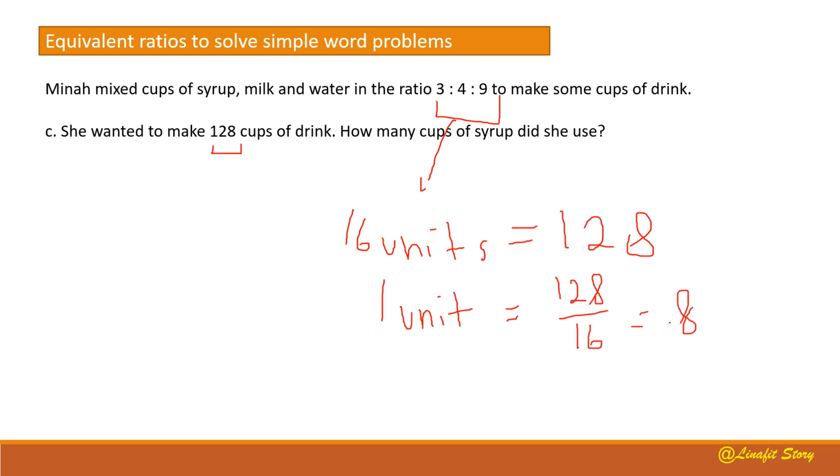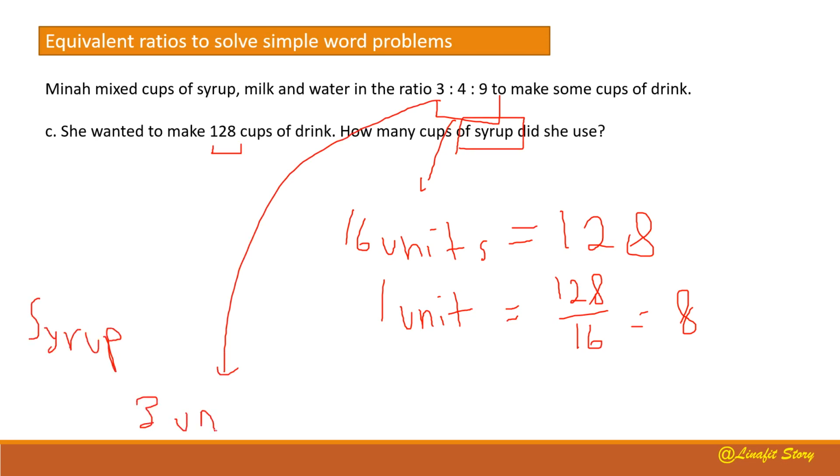If 1 unit equals 8, the question is, how many cups of syrup did she use? So the syrup equals 3 units. If 1 unit equals 8, how about 3 units? So 3 times 8 equals 24.